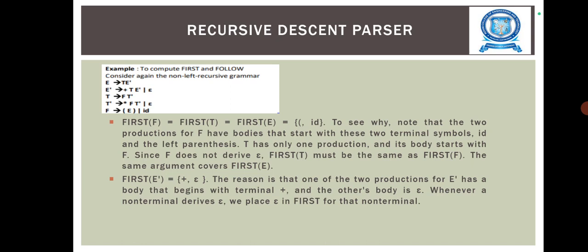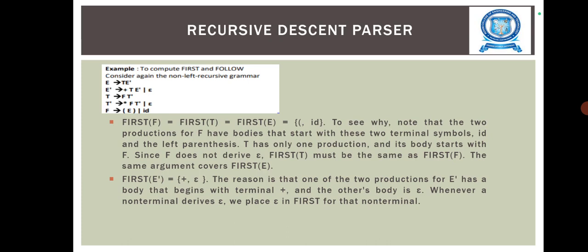To see why, know that the two productions for F have bodies that start with these two terminal symbols, ID and the left parenthesis. T has only one production and its body starts with F. Since F does not derive epsilon, first of T must be the same as first of F. The same argument covers first of E.